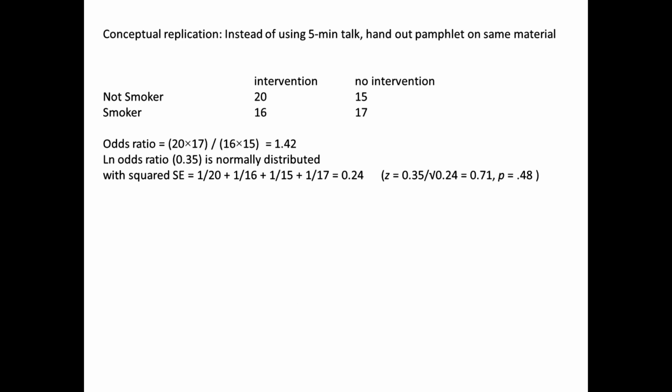So then you do a conceptual replication. You say, I know what, instead of giving the talk, we'll write it up in a pamphlet and hand it out to people, because that will be much easier. And if that did the job, then we don't need to send speakers around. So in this replication, you get an odds ratio of 1.42. As you can see here, I go through exactly the same process, and it's non-significant.